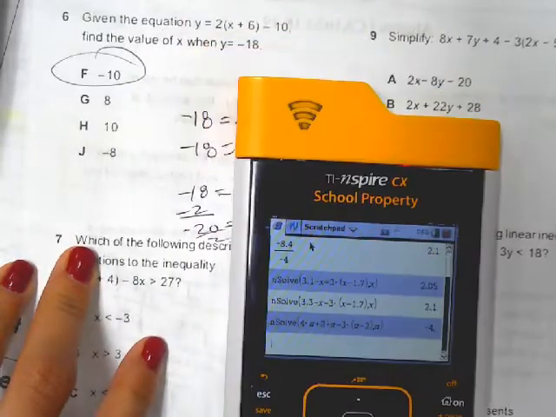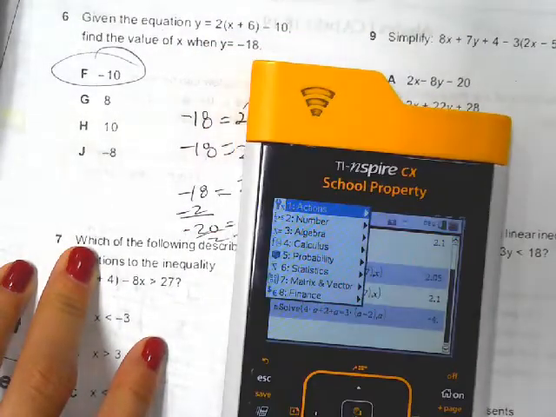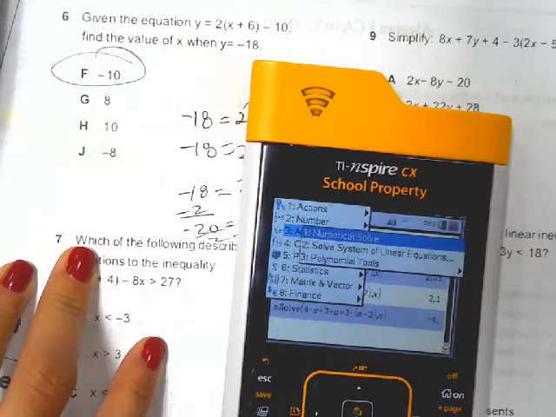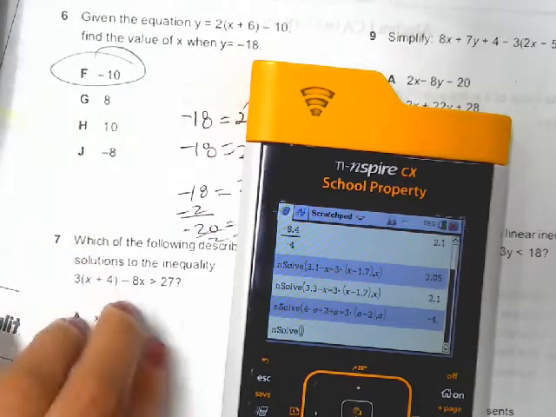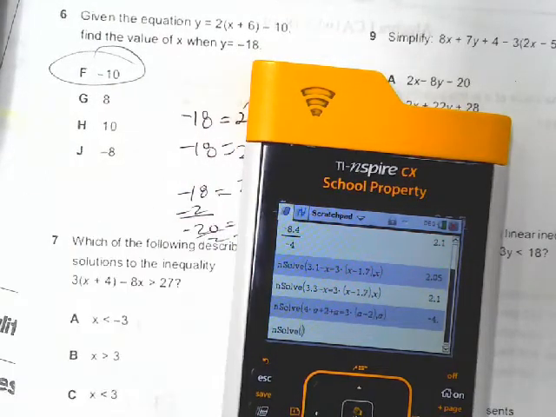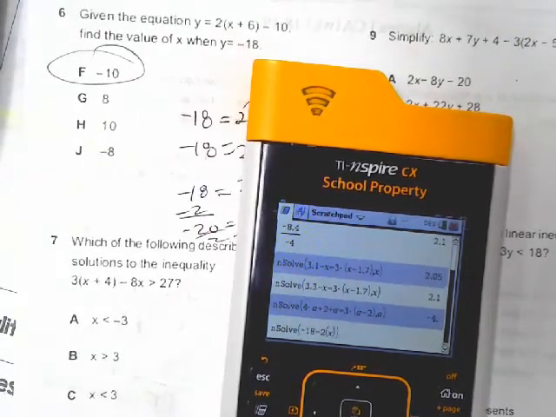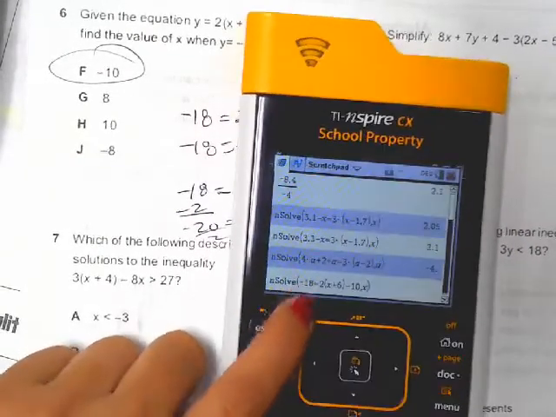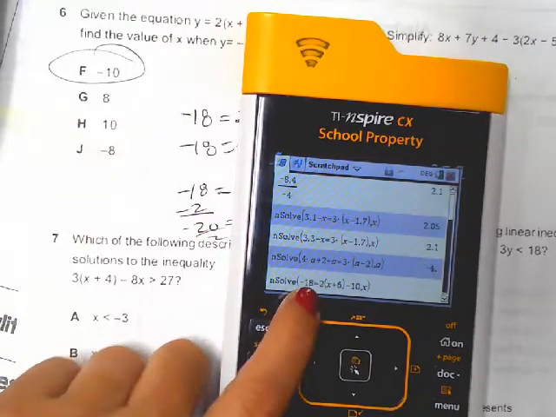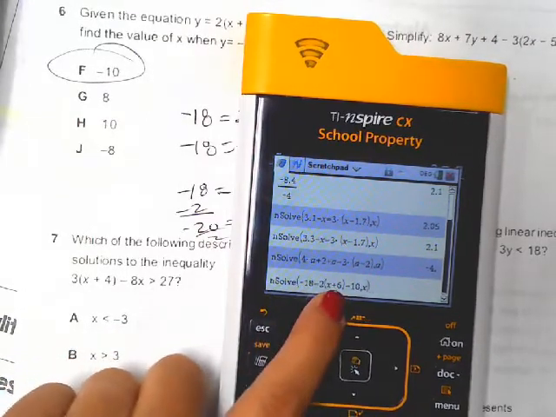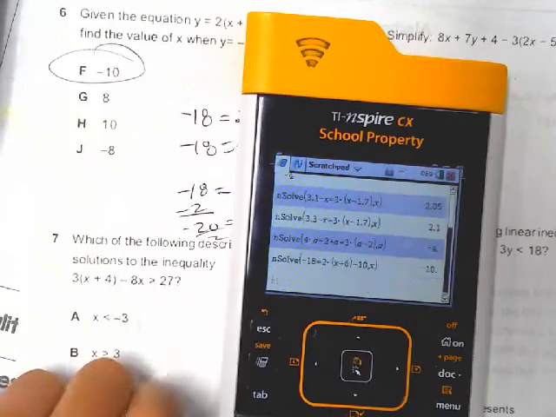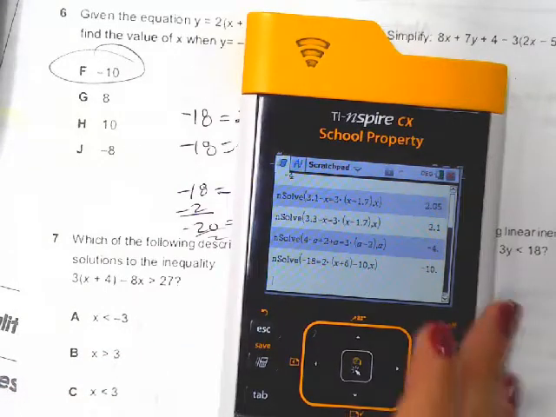Again, you could have used numerical solve. But you have to plug in that negative 18 first. So negative 18 equals 2 parentheses x plus 6 minus 10, comma x. This will not work if you put y. You cannot have 2 variables. You can only have 1 variable for numerical solve to work. Right, there's our answer.